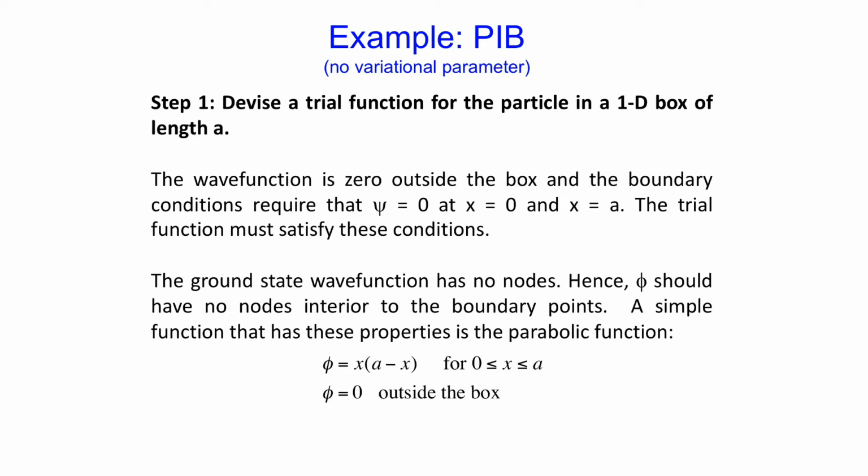So we're going to work with our trial function x times (a minus x) for the location inside of our box, so between 0 and a, and then we'll say that our function is 0 outside the box. This is just our very simple trial function that satisfies our conditions for the particle in a box and does not contain any variational parameters.